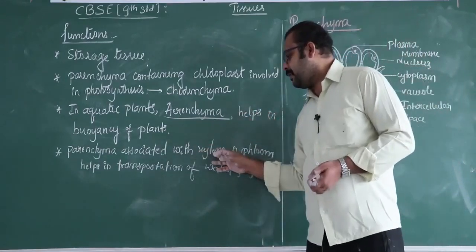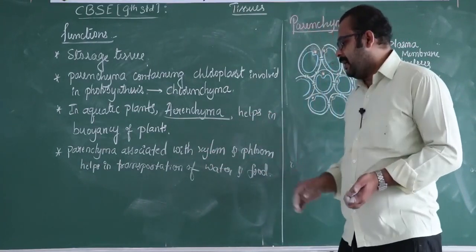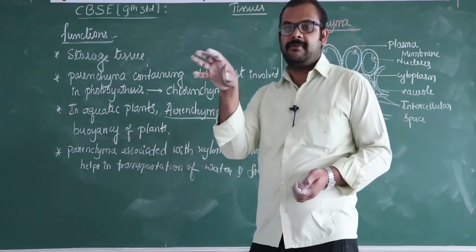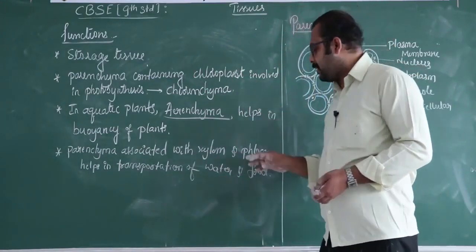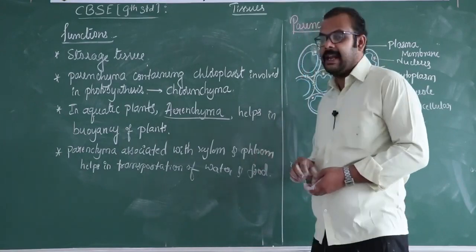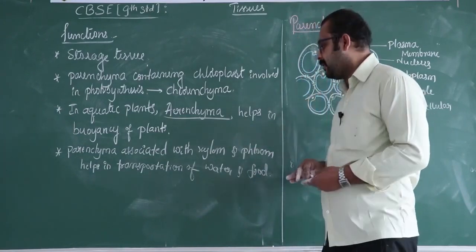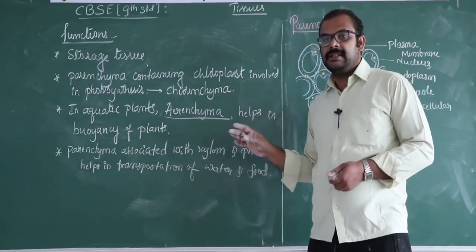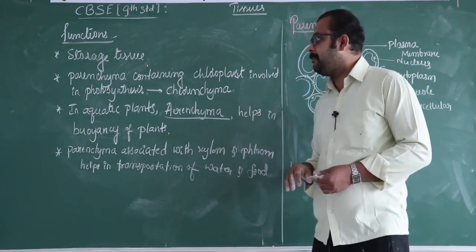Those parenchyma which are associated with xylem are called xylem parenchyma, and they mainly help in transportation of water and minerals. Those which are associated with phloem are called phloem parenchyma, and they help in transportation of food substances. So these are some of the structure and functions of the simple component, that is parenchyma.